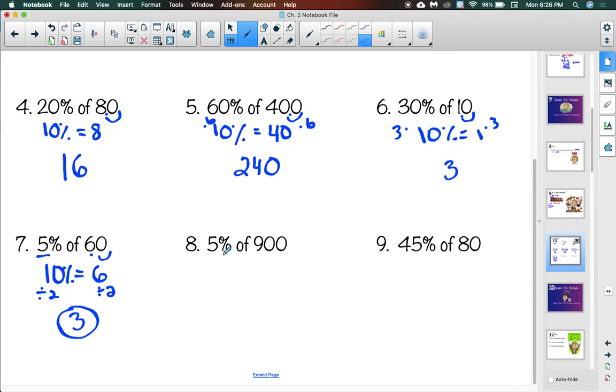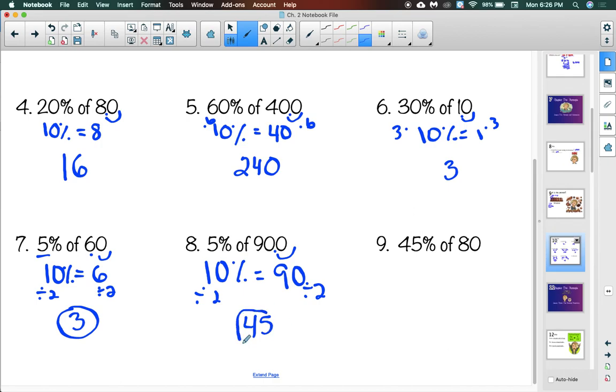Here's another one, 5% of 900. Well, first we start with 10% because we always start with 10%. Move that decimal one place to the left. 10% is 90. 5%, so we divide by 2. 5% is dividing this 90 by 2, and that means that 5% of 900 is 45.